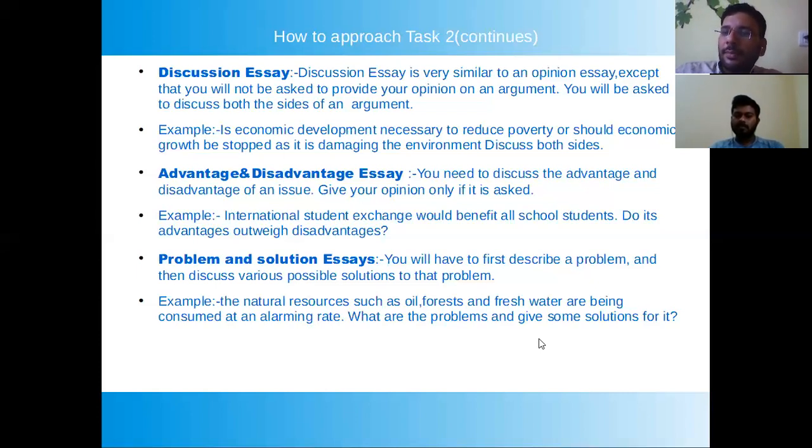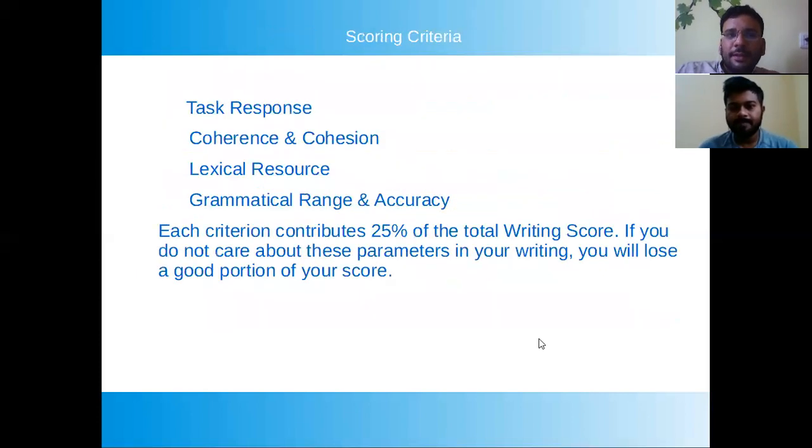So you can write about these aspects, how solar energy or wind energy is going to be the new norm for the years coming, for the coming generation. That's the thing. Perfect. Now let's look at the scoring criteria.